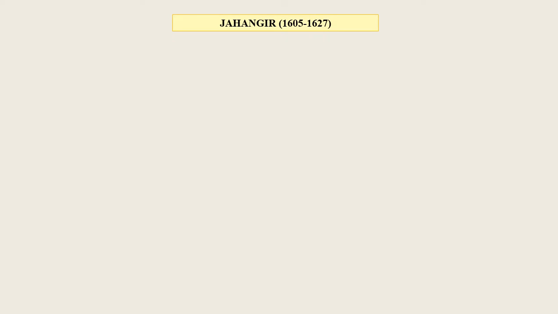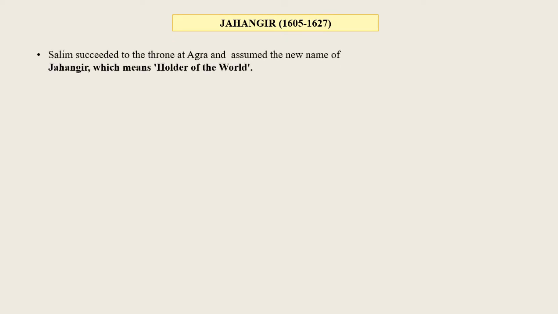Jahangir, 1605 to 1627. Salim succeeded to the throne at Agra without any difficulty because his younger brothers had died during Akbar's lifetime. He assumed the new name of Jahangir, which means holder of the world.